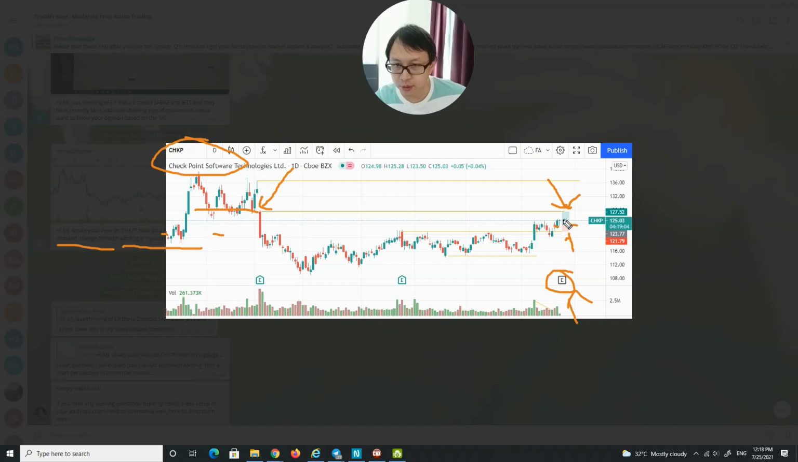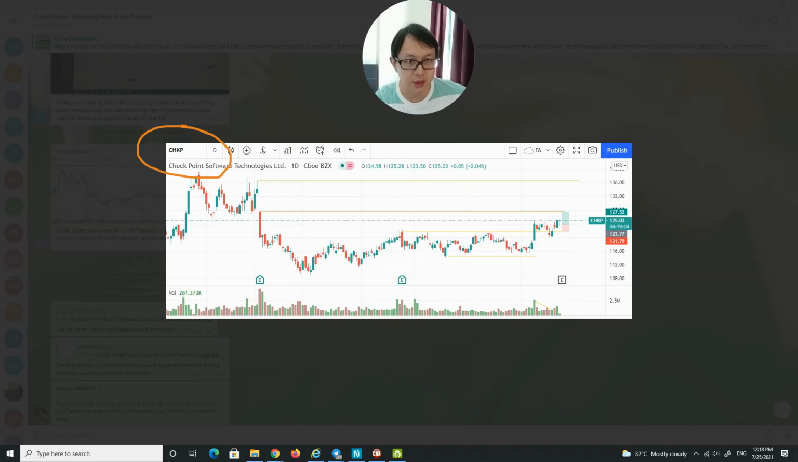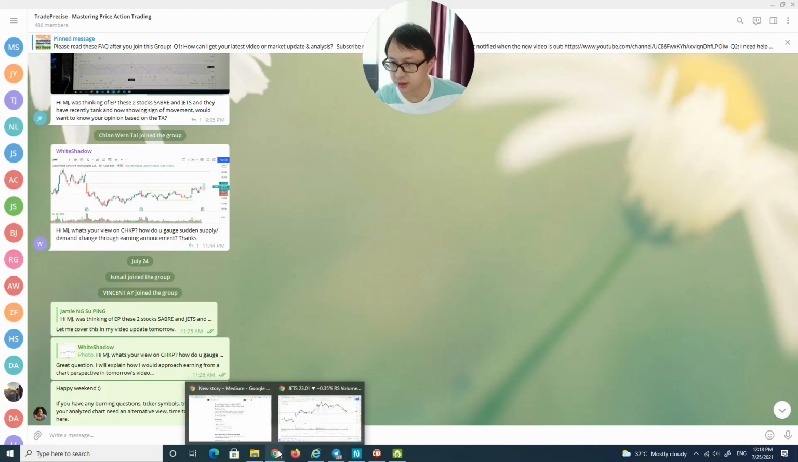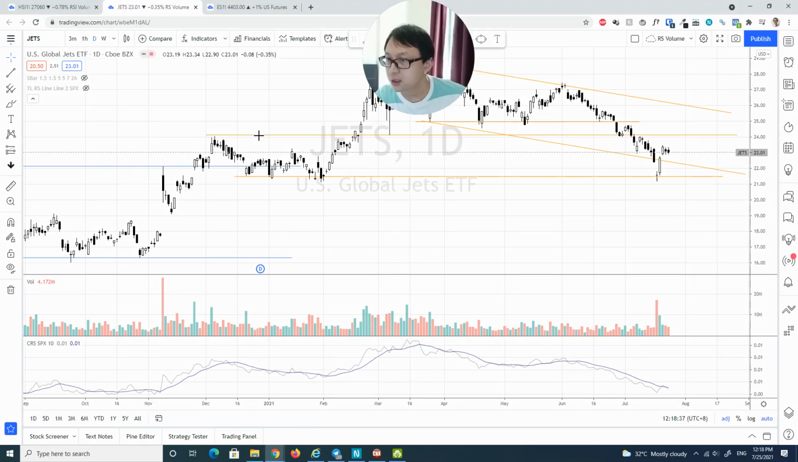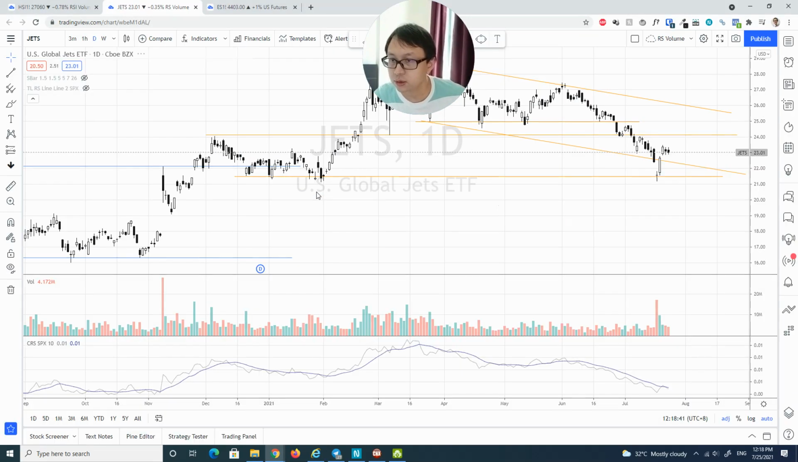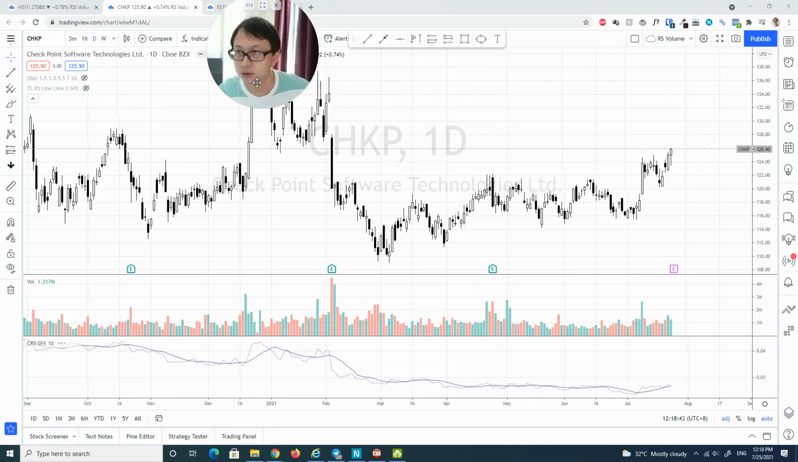Your entry is probably leaning on this little tiny structure right there. So it's quite a tight stop. And yeah, I think it does make sense. Probably viewing it in the hourly time frame will be even better. So let's take a look at CHKP, Check Point Software Technologies. All right.